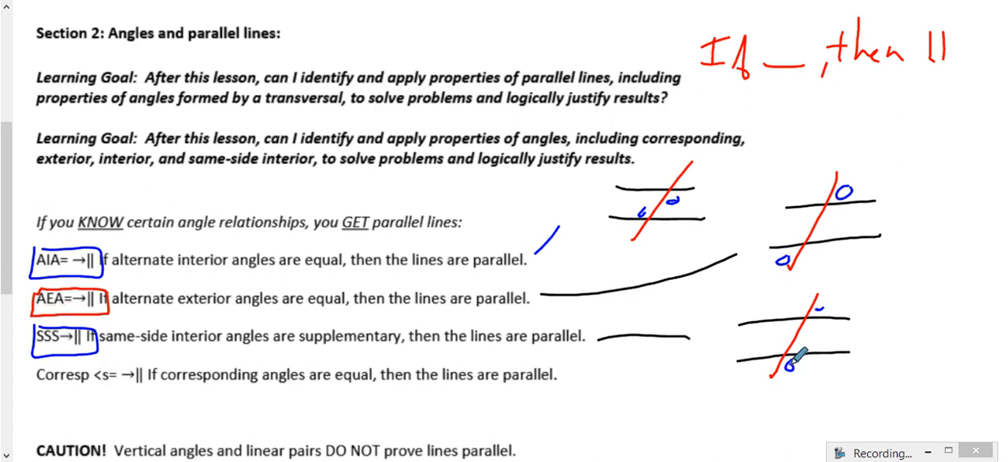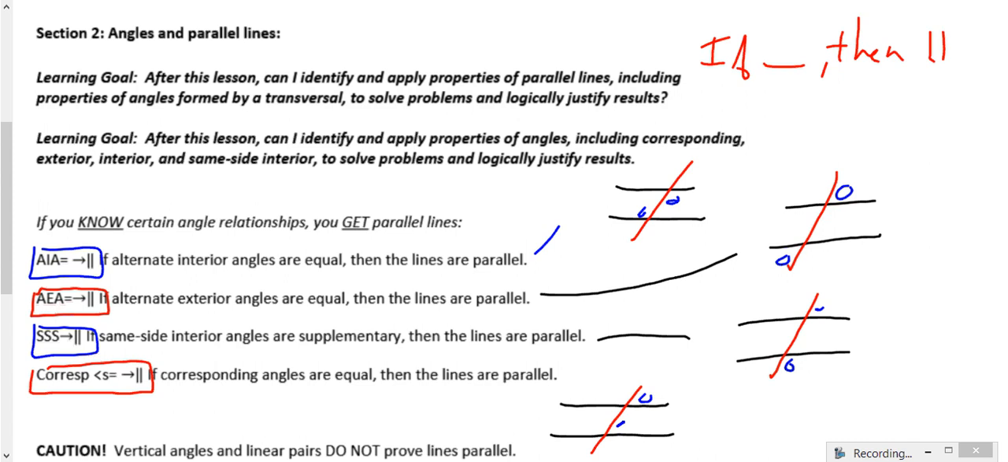And our last one is, if corresponding angles are equal, then the lines are parallel. Corresponding meant same position or orientation at two different intersection points. So top left angle of those intersection points, if they are equal, then corresponding angles are equal and lines are parallel.